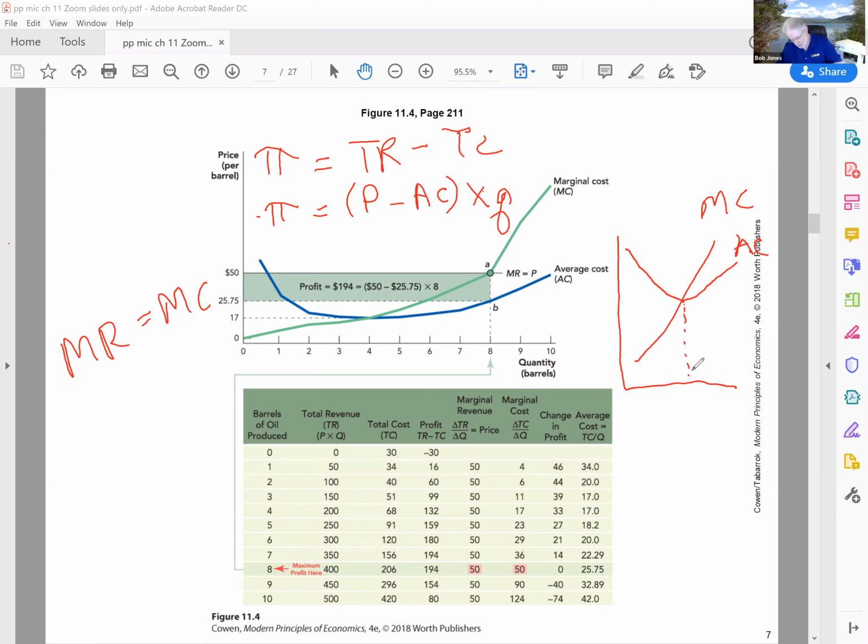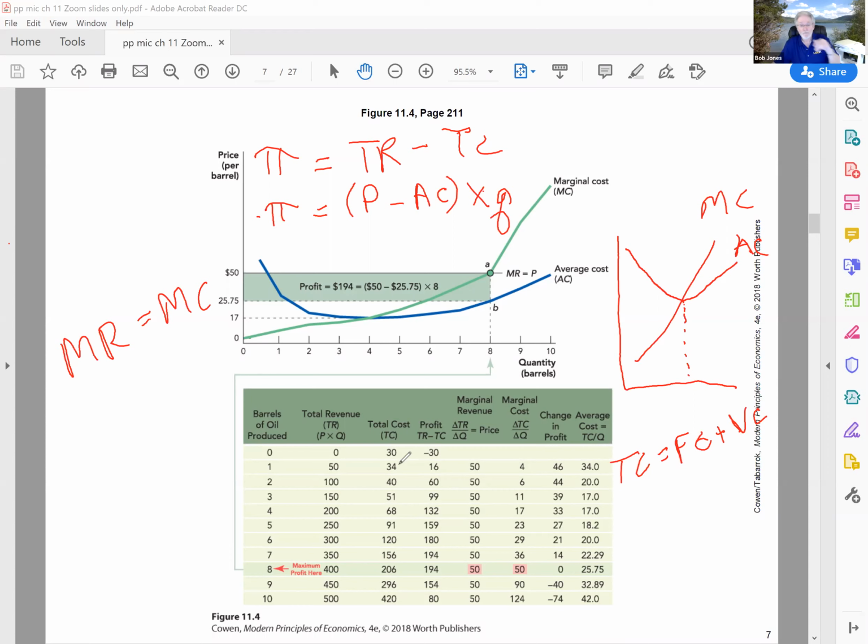The reason for this has to do with, remember we talked about fixed cost and variable cost. The firm's total cost will equal its fixed cost plus its variable cost. Remember the difference between the two. Fixed costs are fixed. They don't vary as the firm is expanding. Variable costs do vary. Okay?